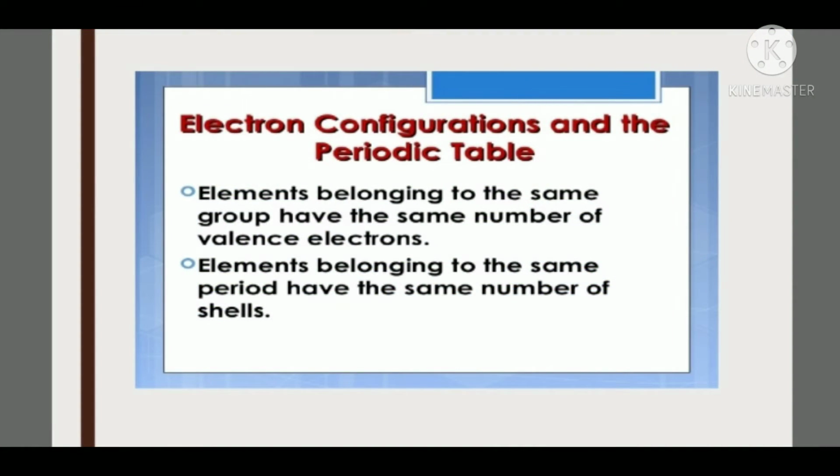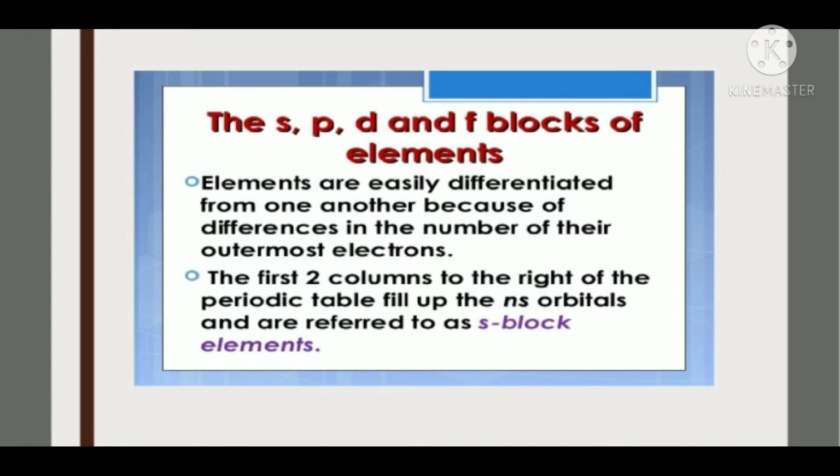Elements belonging to the same group have the same number of valence electrons. Also, elements belonging to the same period have the same number of shells. The s, p, d, and f blocks of elements are easily differentiated from one another because of differences in the number of their outermost electrons. The first 2 columns of the periodic table fill up the ns orbitals and are referred to as s block elements. Do you understand, students?